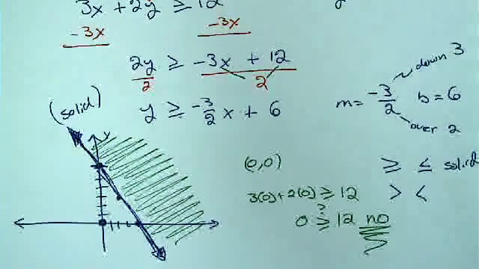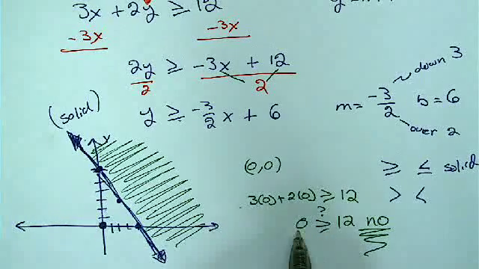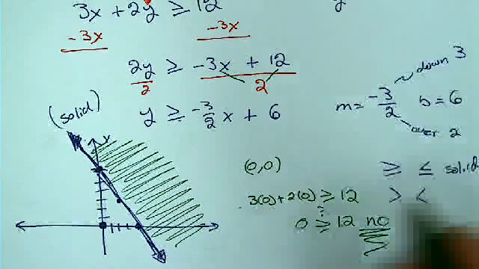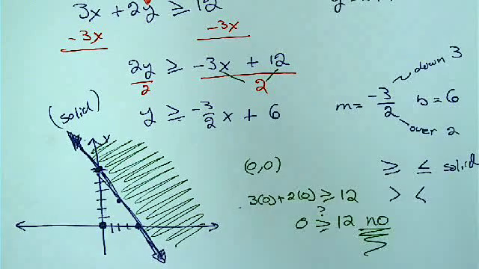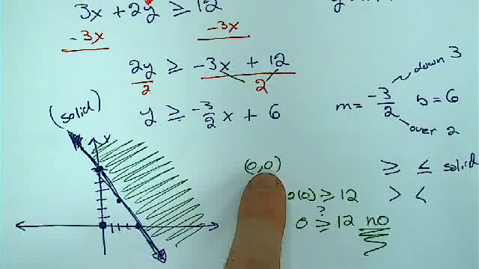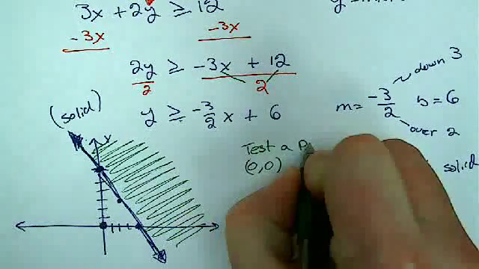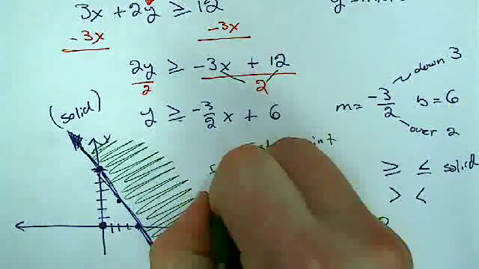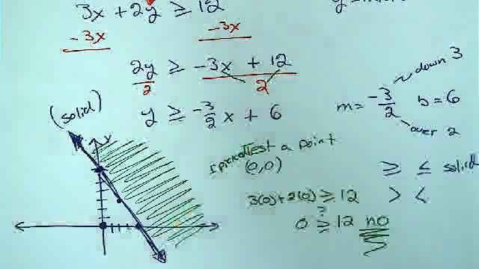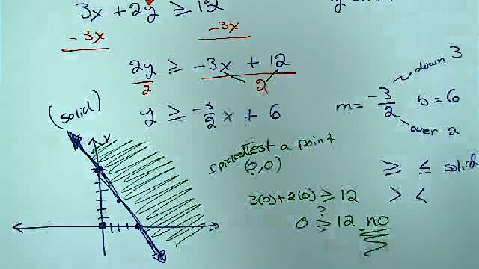Why did you put a question mark in the top? Because the question now I'm really asking here is 0 greater than or equal to 12? The answer is no. Where did I get 0, 0 from? That's my test point. You test a point, and I picked 0, 0. You can pick any point you want. 0, 0 is a great test point because it's easy to work with because zeros are easy. They make things 0.